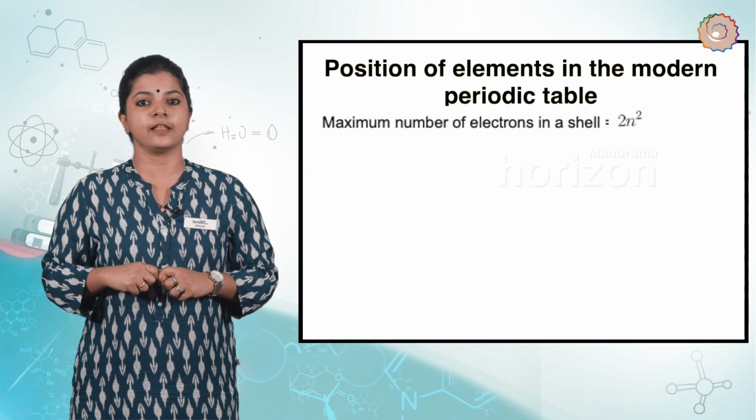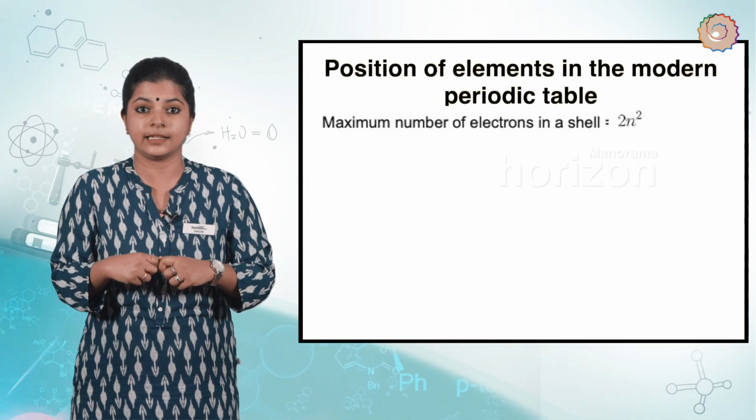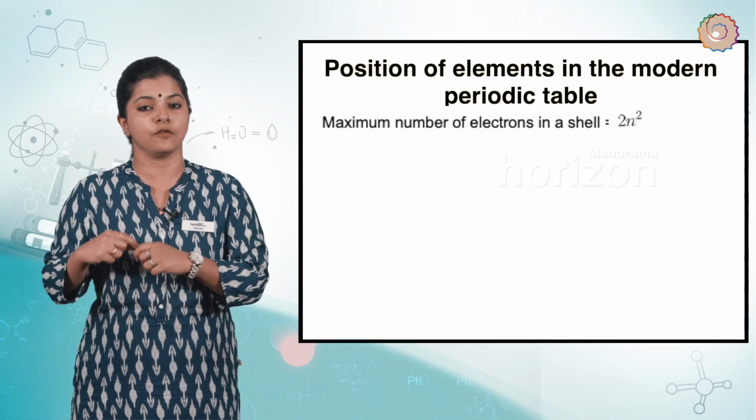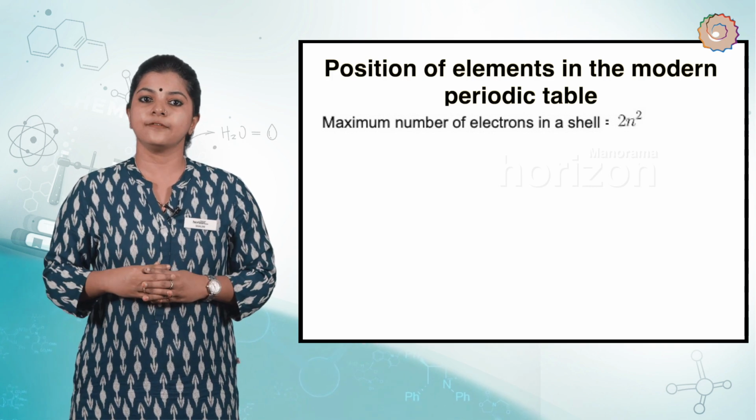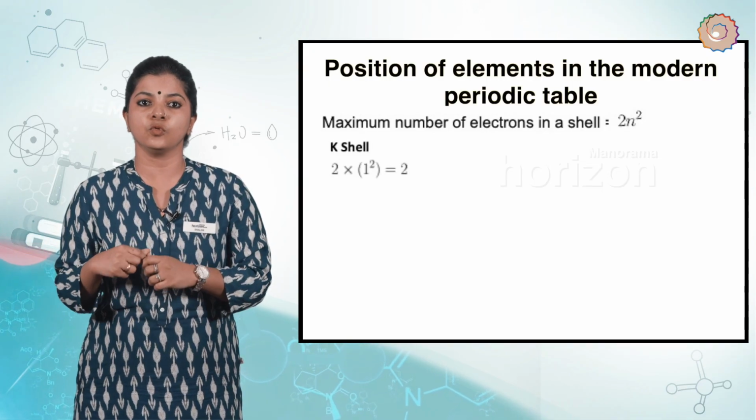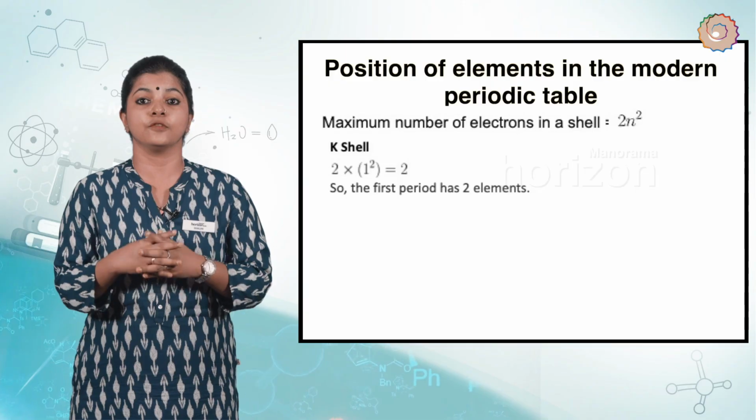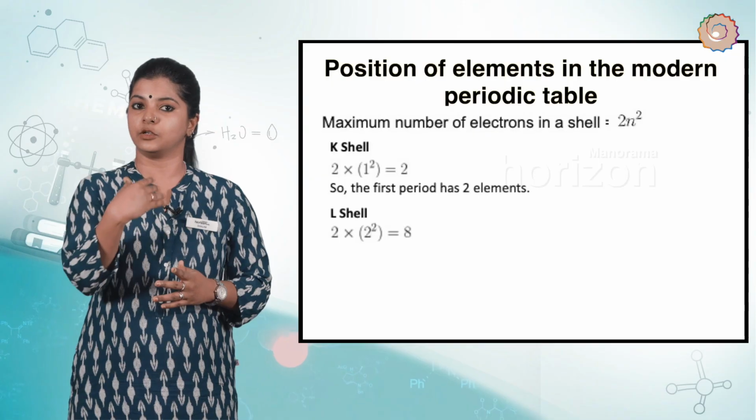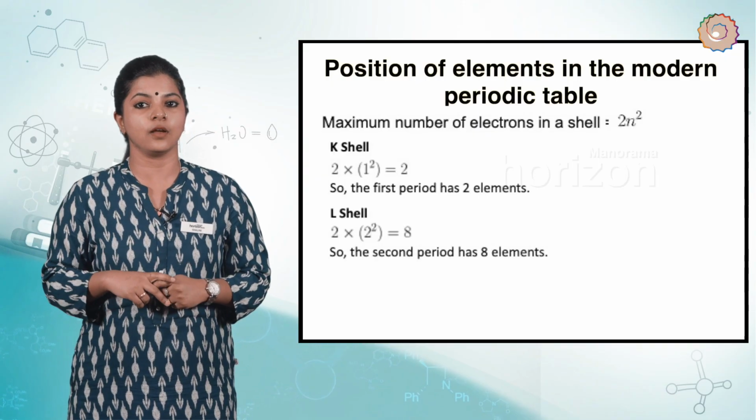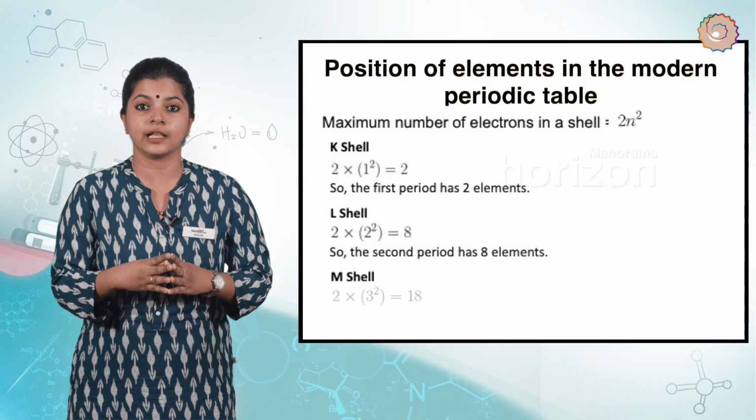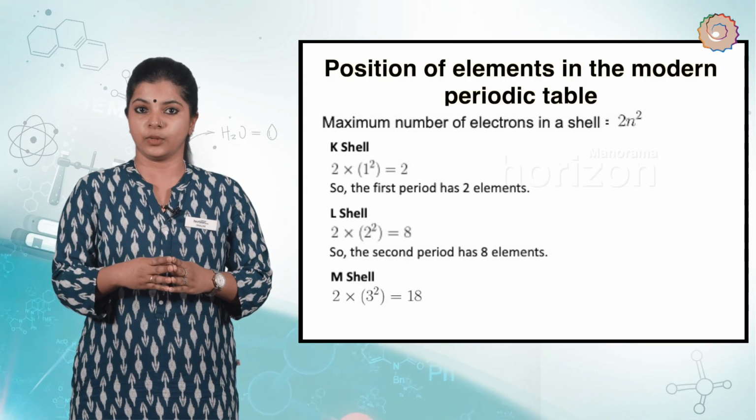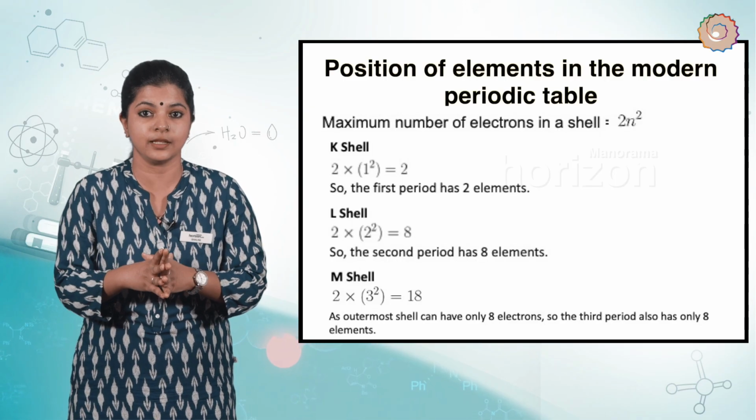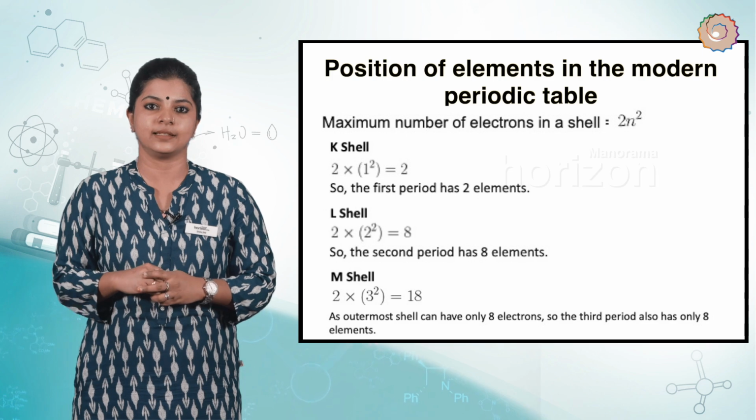The maximum number of electrons that can be filled in a shell can be calculated by the formula 2n squared, where n is the number of the given shell from the nucleus. Now let's find out that for the K shell, it's going to be 2 into 1 squared, which is equal to 2. So the first period has 2 elements. For the L shell, it will be 2 into 2 squared, which is equal to 8. So the second period has 8 elements. For the M shell, it will be 2 into 3 squared, which is equal to 18. As the outermost shell can have only 8 electrons, the third period also has 8 elements.